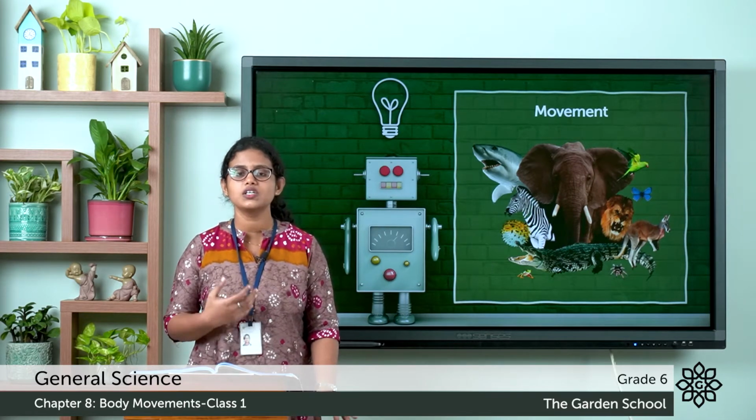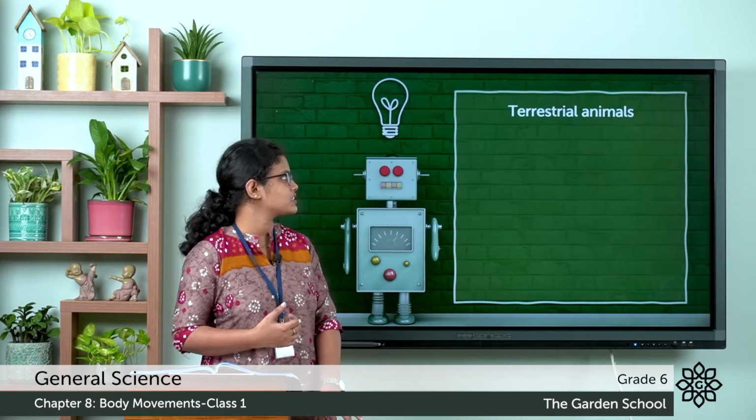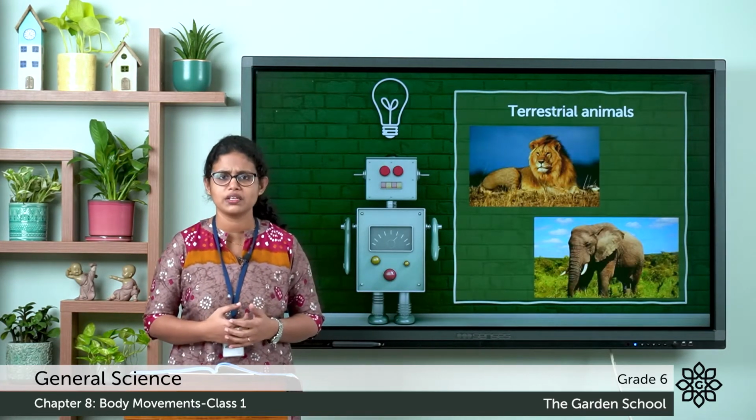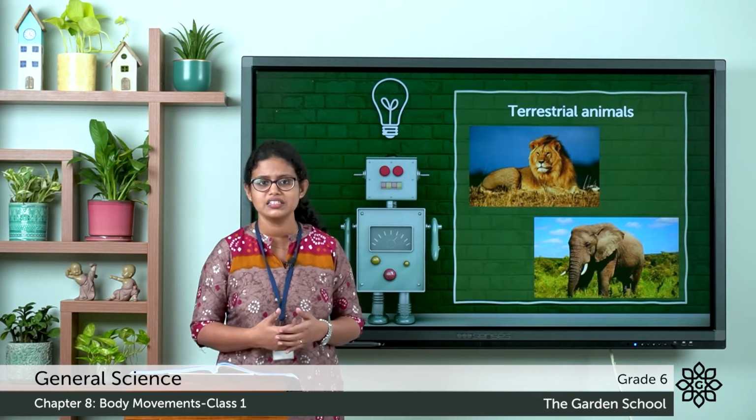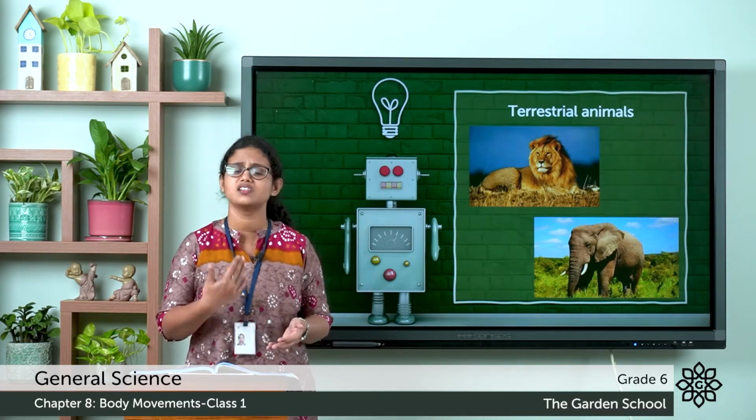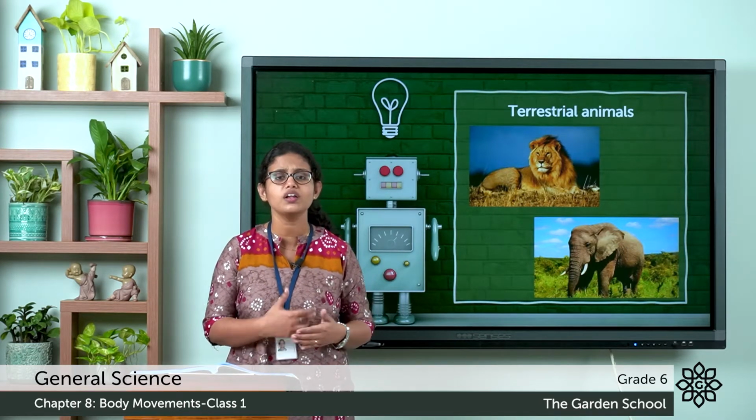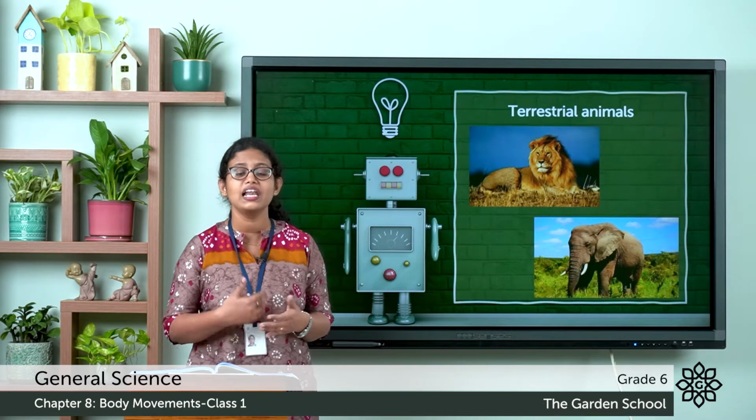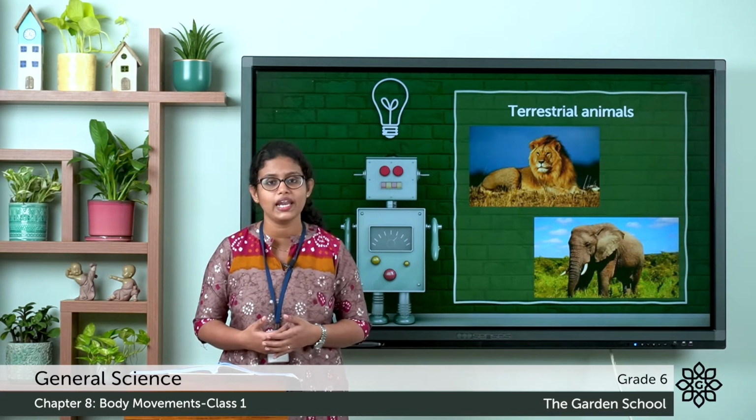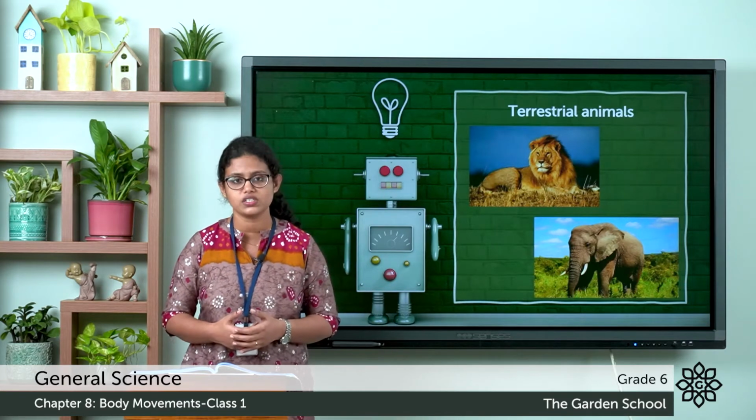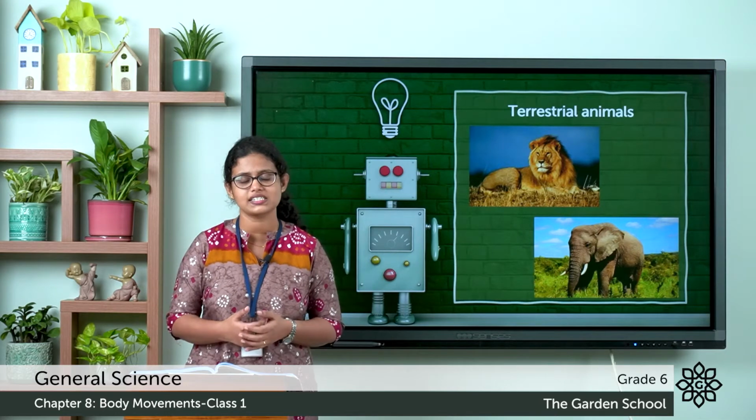Different animals show different types of movements, like terrestrial animals. So what are terrestrial animals? Animals that live on land. For example, lion, tiger, elephant, deer, all these are examples of terrestrial animals. Lion can run and walk by using its 4 legs. What about an elephant? Even it can walk and run by using its 4 legs.